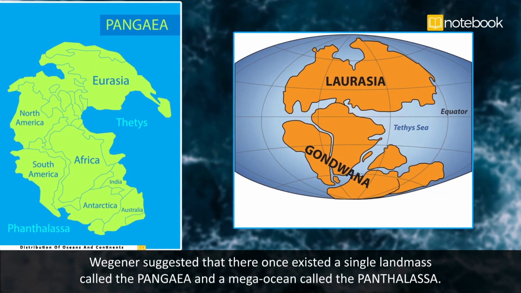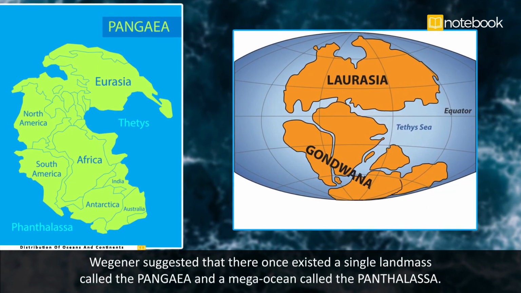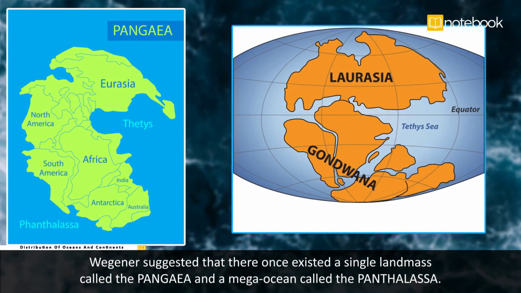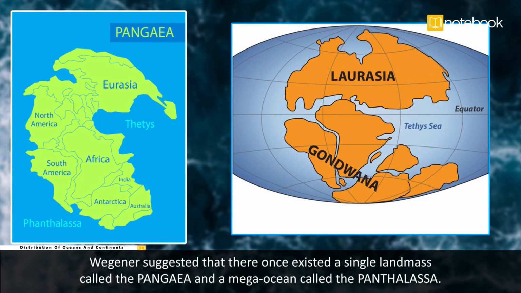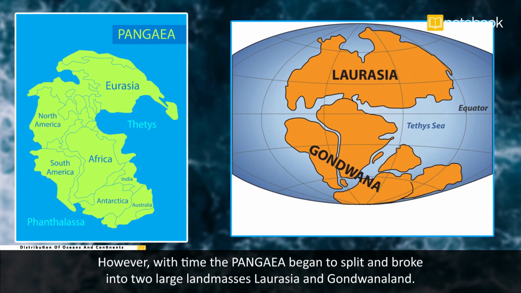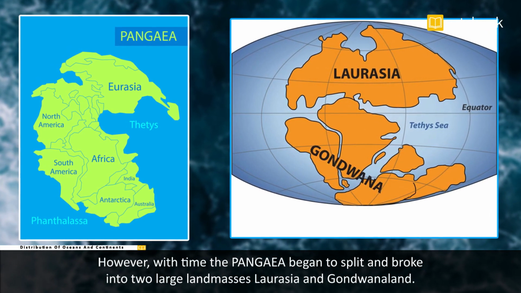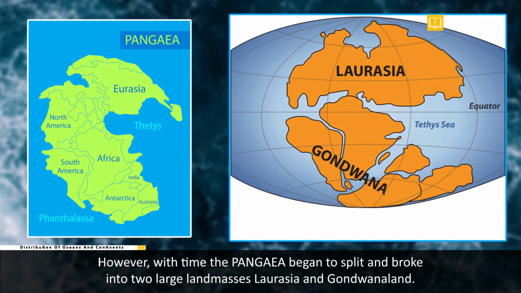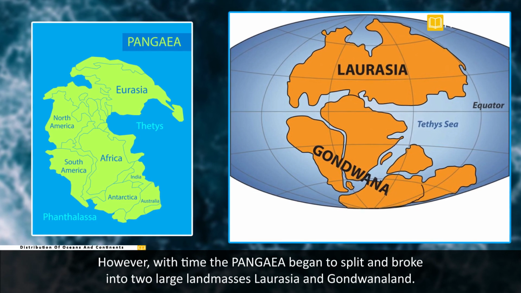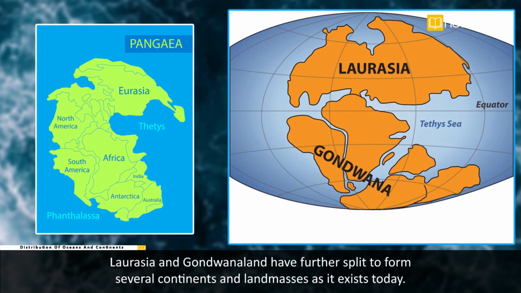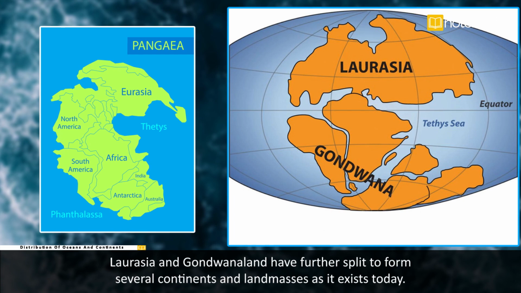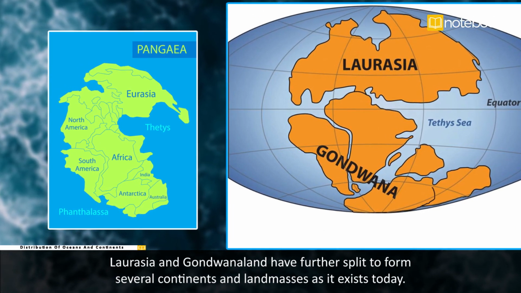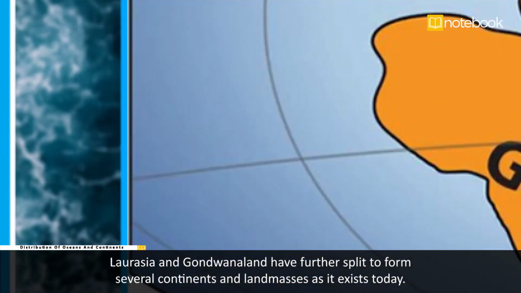Wegener suggested that there once existed a single landmass called the Pangaea and a mega ocean called the Panthalassa. However, with time, the Pangaea began to split and broke into two large land masses, Laurasia and Gondwanaland. Laurasia and Gondwanaland have further split to form several continents and land masses as they exist today.